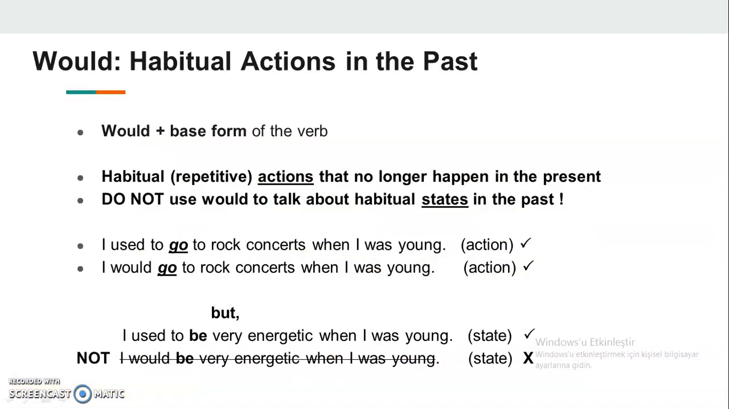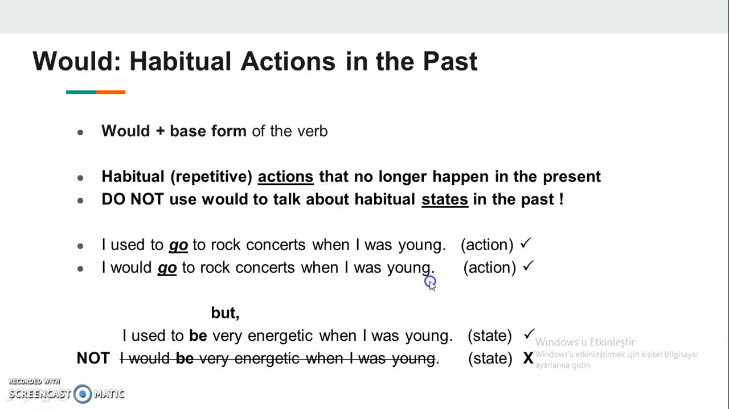Next structure to talk about habitual actions in the past is would. We can use would in the same way and with the same meaning as used to, but there is one difference. We do not use would to talk about habitual states in the past. So we only use would to talk about repetitive actions that no longer happen in the present.